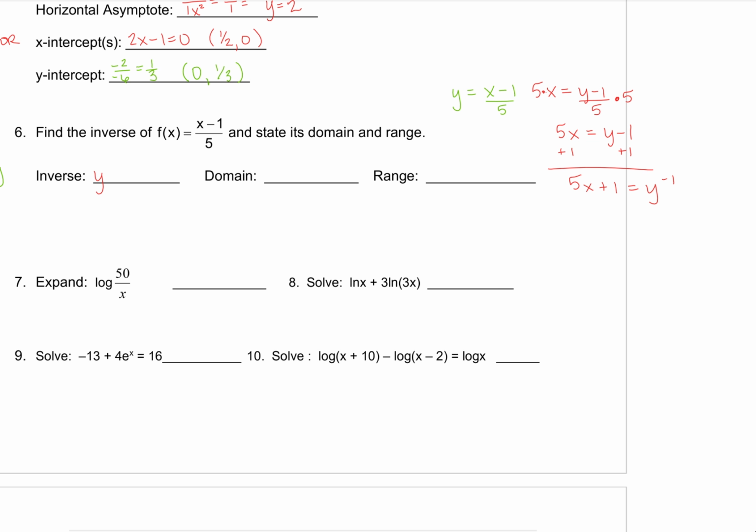So I'm going to rewrite my answer as y inverse equals 5x plus 1. Now I notice, because I'm going to be asked my domain and range, that my equation is in y equals mx plus b form, which means it's a straight line on my graph that's going up. So I know my domain and range are going to be from negative infinity to positive infinity for both. Remember, domain is always read from left to right. Range is always from top to bottom.